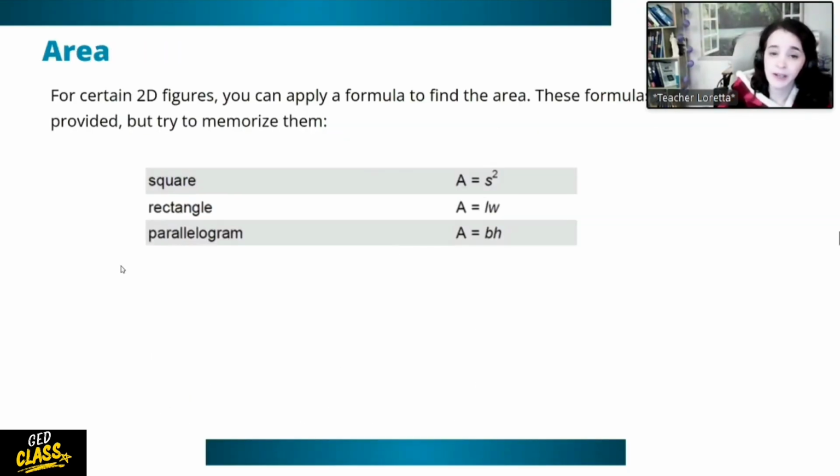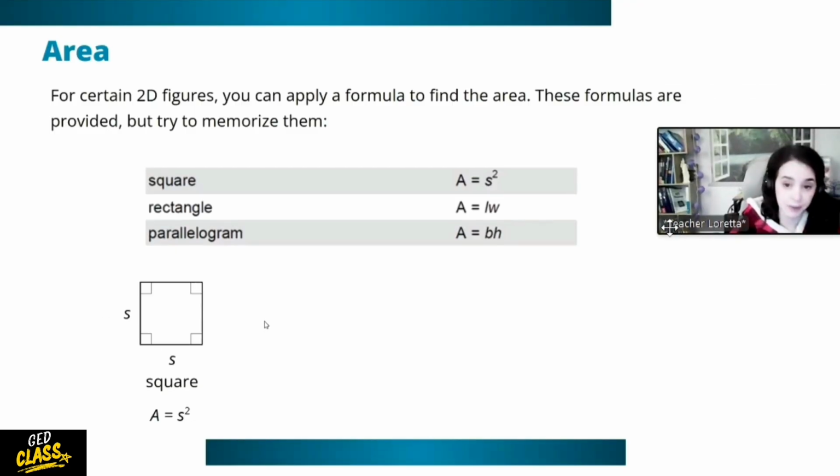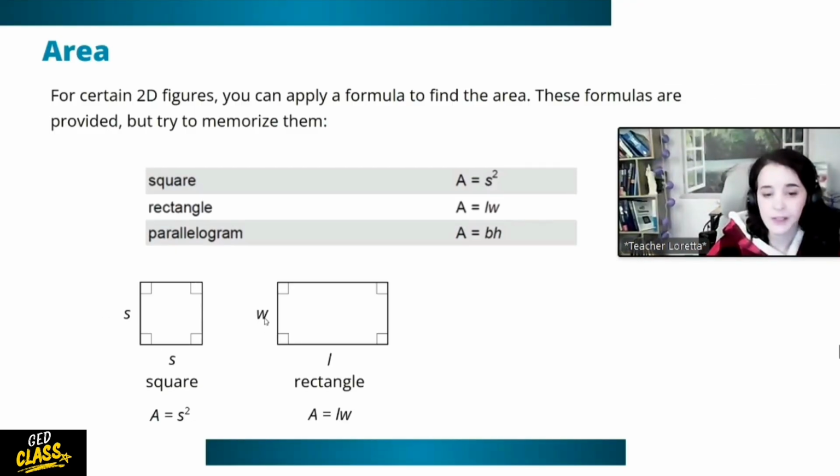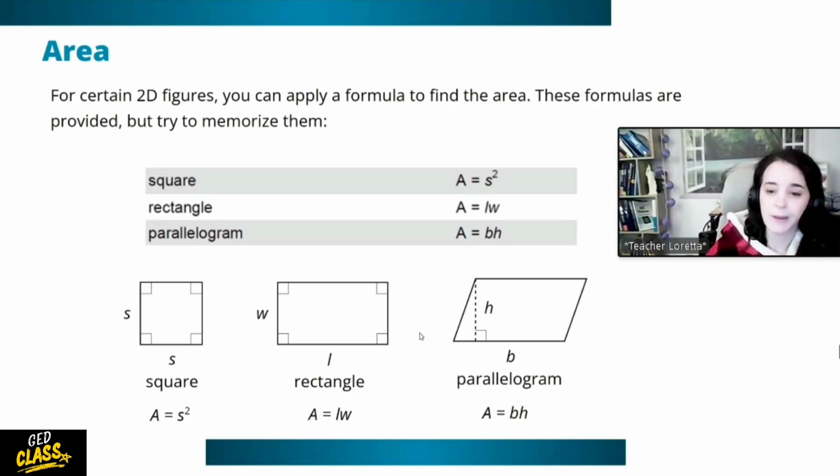Now for area, you need to multiply. For a square, it's side times side, also known as side squared. For a rectangle, it's length times width. And for a parallelogram, it's base times height. Notice that in a parallelogram, one of the dimensions you multiply to find the area is not actually one of the sides of the shape. It's going to be a line that you find.